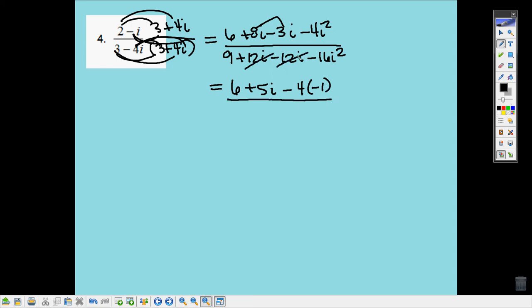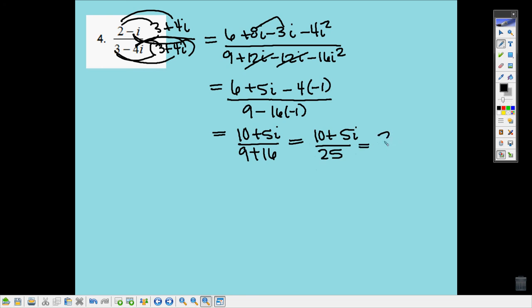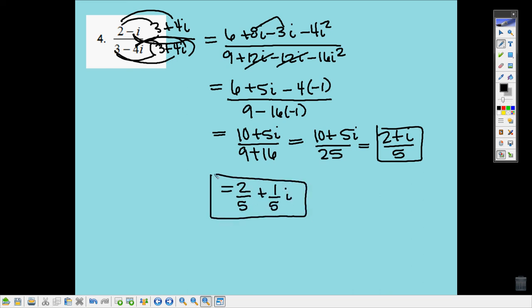My center terms cancel. 9 minus 16 times negative 1. So I have 6 plus 4, which is 10, plus 5i over 9 plus 16. So I have 10 plus 5i over 25. This will all reduce by a factor of 5. So I have 2 plus i over 5. Again, this is acceptable in most high school courses and college algebra. They're going to want you to break that apart into 2/5 plus 1/5 i as your final answer.